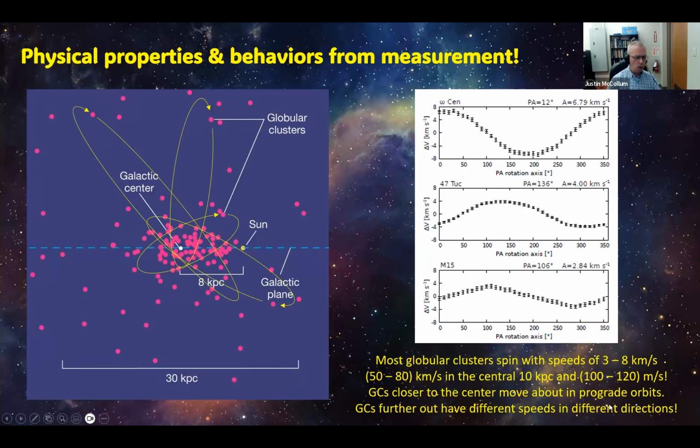And they're more in these prograde orbits, versus globular clusters moving out. They'll be at different velocities, different orbital tilts. The velocity is more uniform towards the center, moving in the same direction, whereas further out they can move in opposite directions. That's the case for our globular clusters within the Milky Way galaxy.